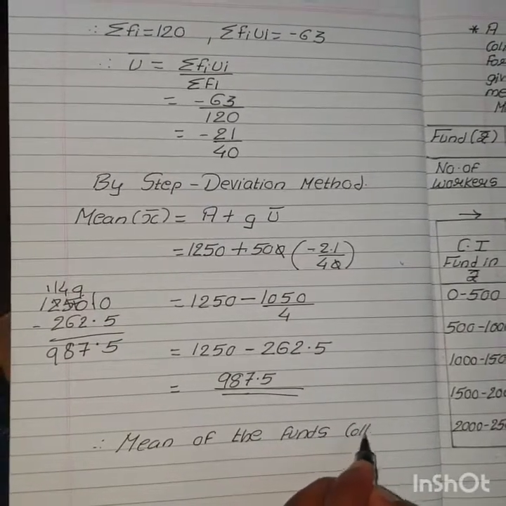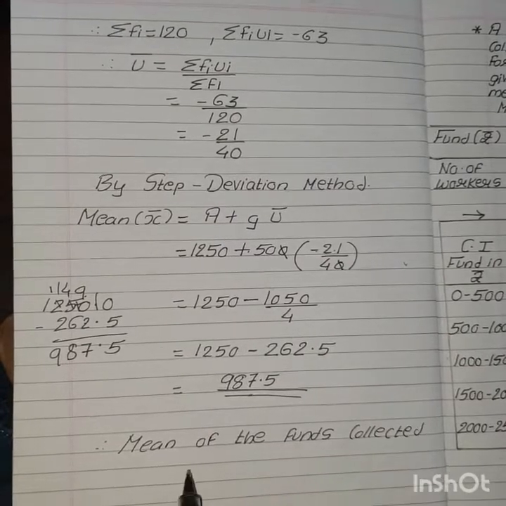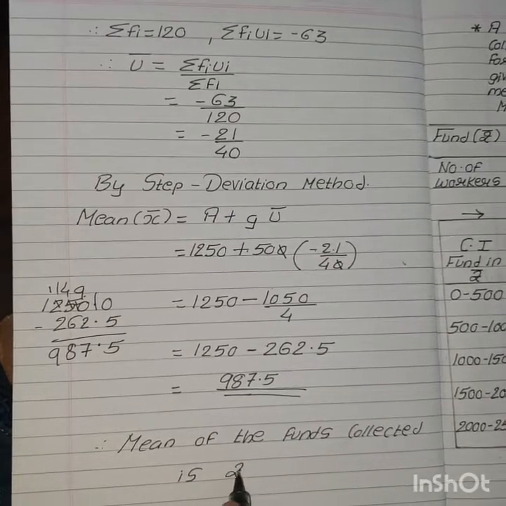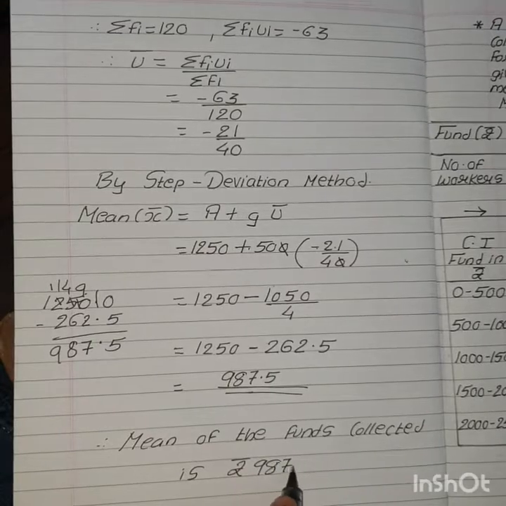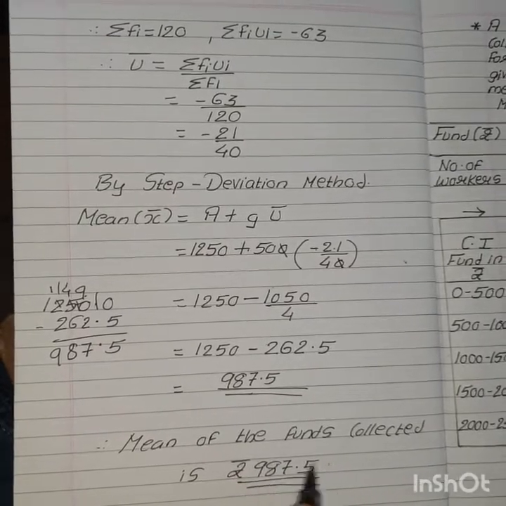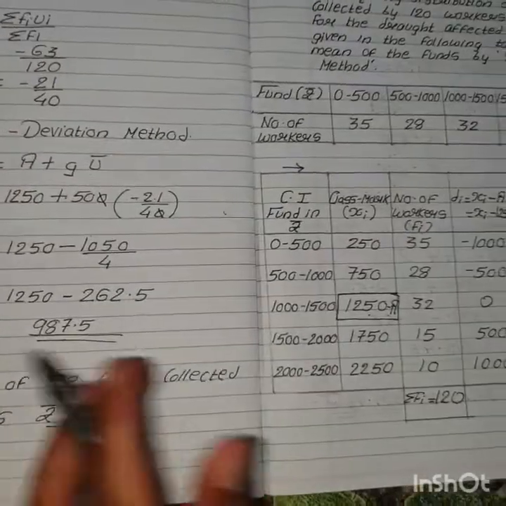So therefore, the mean of the funds collected is rupees 987.5.